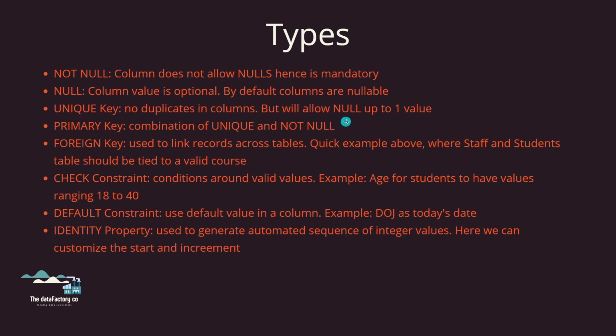The fourth one is the primary key. It's a combination of unique and not null, i.e., all the values have to be unique, but we do not allow a null as a value. Okay? It's a mandatory column. Mandatory plus unique, if that makes it more clear. Coming to the next one, that is our foreign key. It is used to link records across tables.